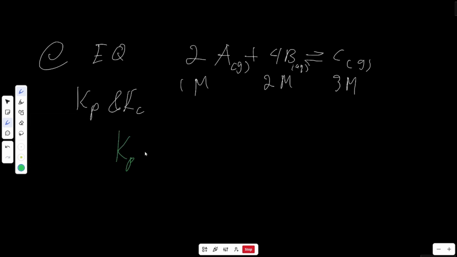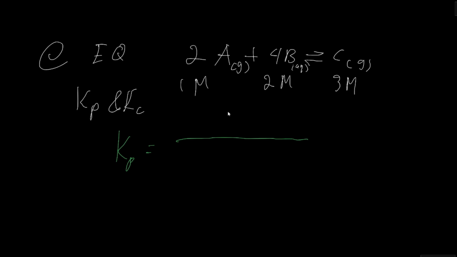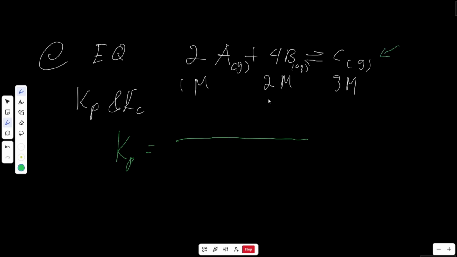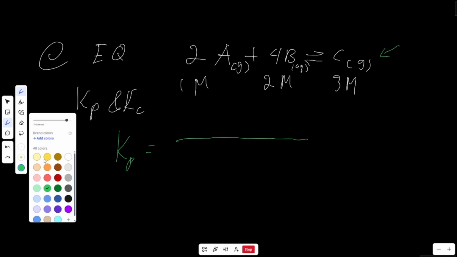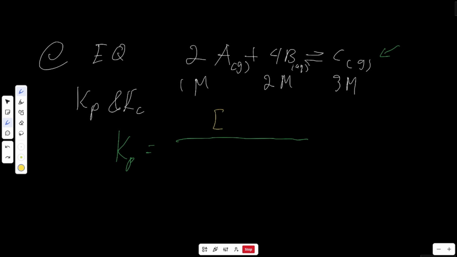So this time, let's start with Kp, since a while ago we started with Kc. We have to find the concentration of our gaseous product and put it on the top. Our gaseous product, which is C, is 3M, to the power of its coefficient, which is 1. So we'll just leave it there.